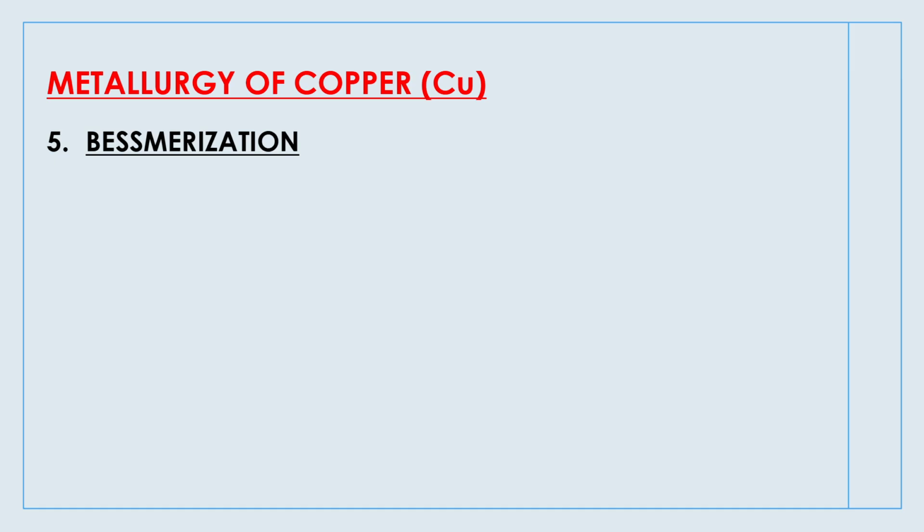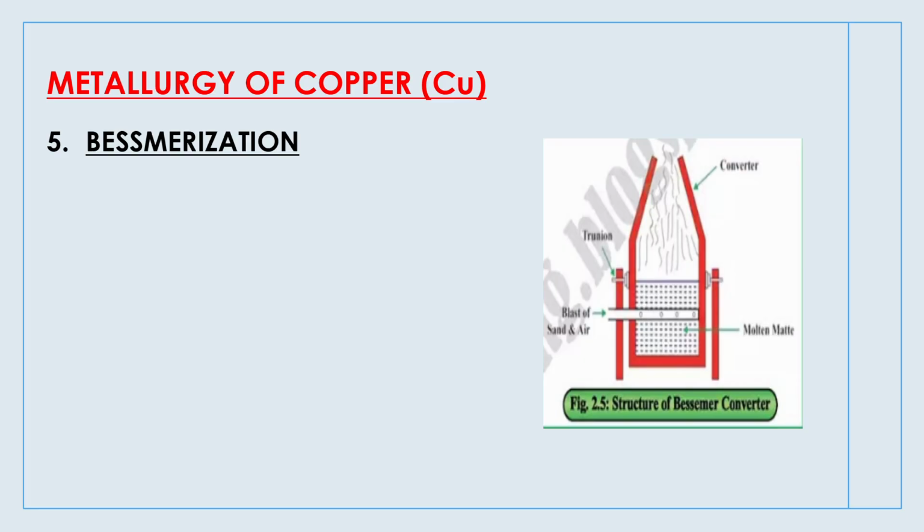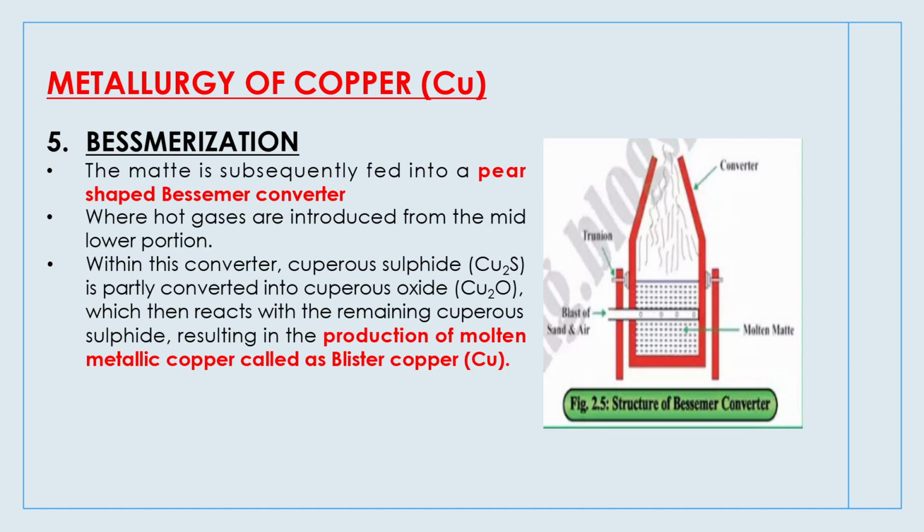Now the Bessemerization. In this image you can see that the matte that is produced will be fed into the pear-shaped Bessemer converter. Here the hot gas is introduced from the mid-lower portion. Within the converter, the cuprous sulfide will be partly converted into cuprous oxide. This will further react with the remaining cuprous sulfide and it will give you the production of the molten metallic copper. Keep in mind that this molten metallic copper produced is the blister copper.